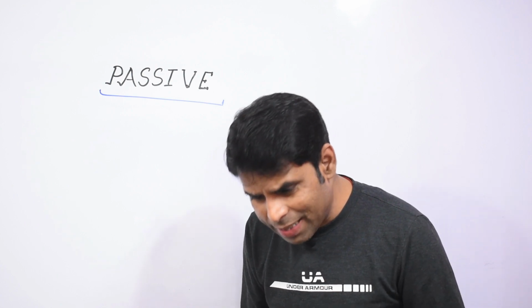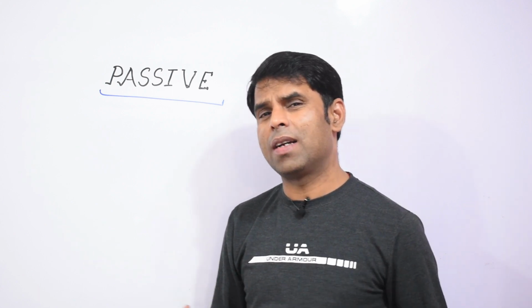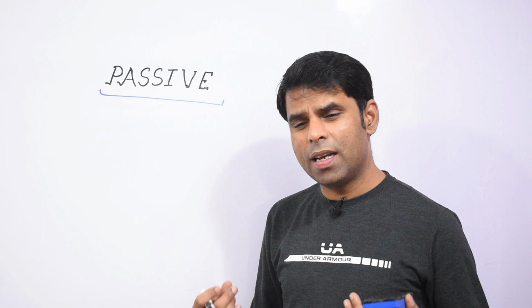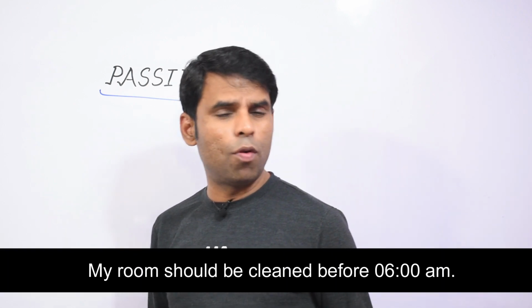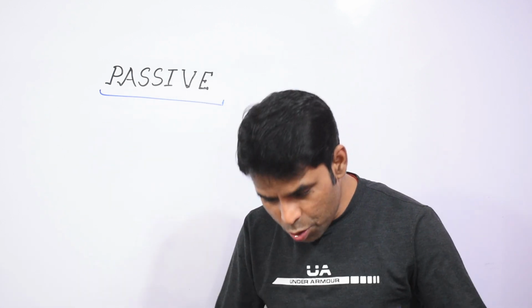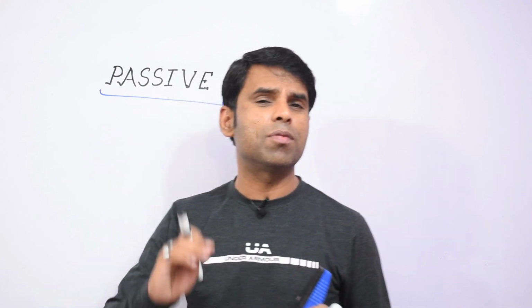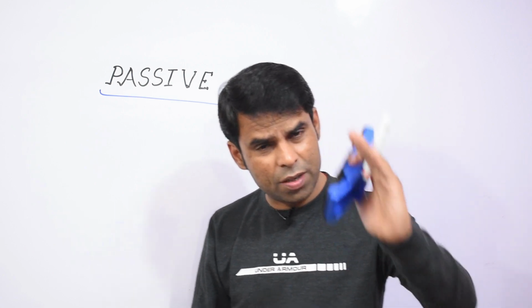Next, when the doer is not important. Let's take an example. I get up at 7 a.m., and before I get up, I want my room to be cleaned. So I say that my room should be cleaned before 6 a.m. Here I'm concerned with the cleaning. I'm not concerned with the person who is going to do that job. That has nothing to do with me. The doer is not important for me. So these are the situations.